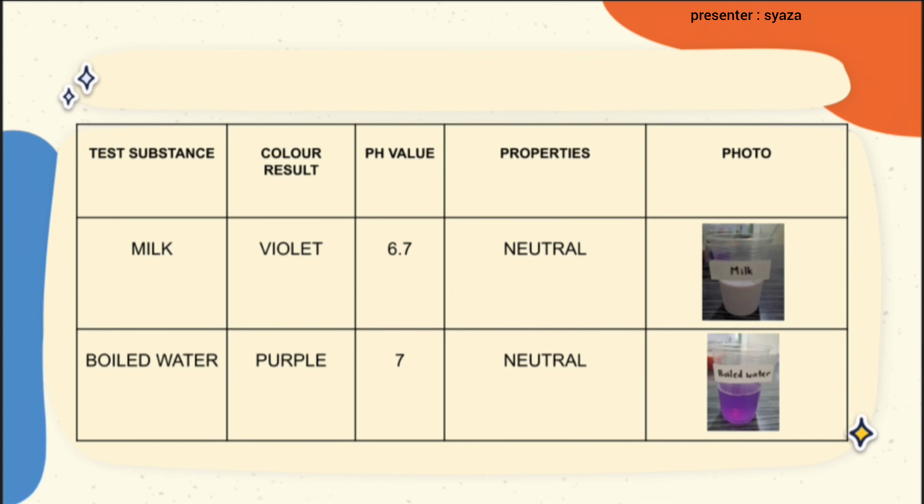A neutral solution is when a solution is neither acidic nor basic, and the color of red cabbage juice will remain the same when it is added into a neutral solution. Examples of neutral test substances in this experiment include milk with pH value of 6.7, it will change to violet, and boiled water with pH value of 7 will be purple.